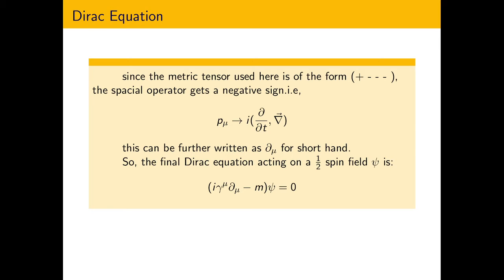Now I won't be going into the consequences of this equation because we need to understand spinors and all that stuff before going into the consequences. We'll be seeing the consequences in the further lecture. For now, this is the Dirac equation, and it's a very important equation because it helps us a lot when dealing with particles with half spin in particle physics. Thank you.